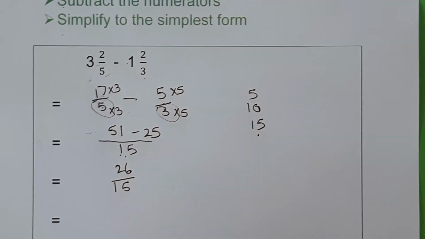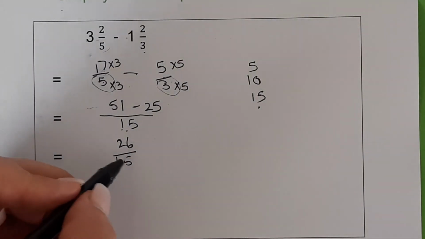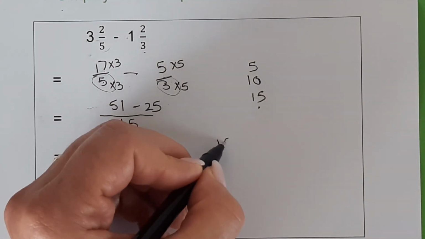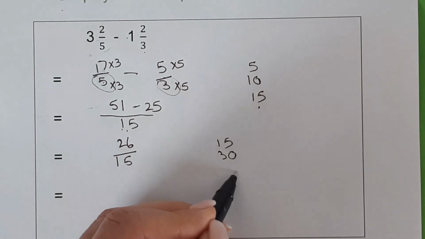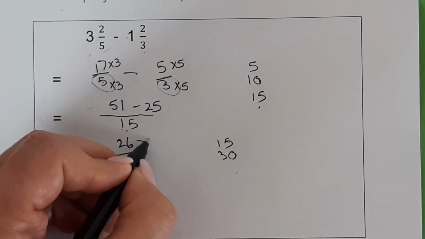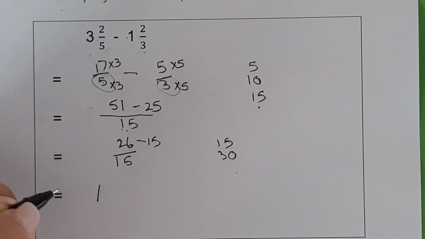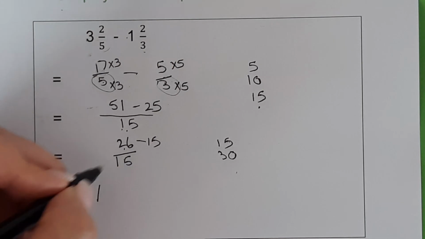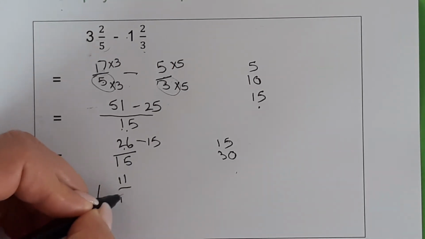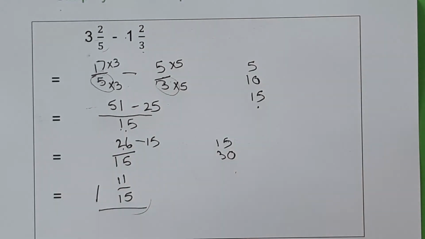Now I have to get the whole ones out and make it a mixed number again. I count in 15s. 15, 30. Oh, 30 is too much. So I can only take out one whole one. So minus 15 there. That gives me one whole one, and then 26 minus 15 is 11/15. I cannot simplify that, so this is my final answer.